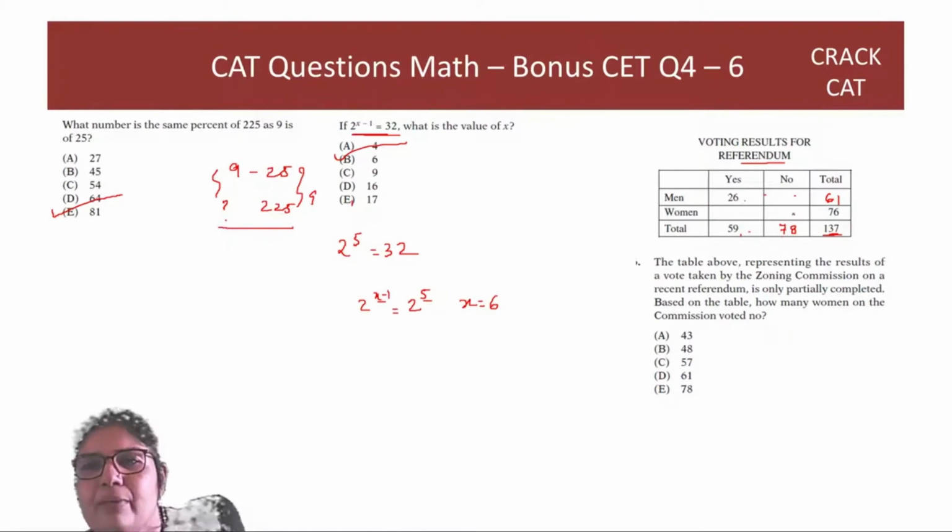And now we can fill up everything. 26 men, so there will be 35. 26 yes men, so 35 no men, so the sum will be 61, right? And this is going to be 43. Then only the total will be 78. And this number we can find with 76 or with 59 in place. Whatever be the answer, it is 33. So how many women on the commission voted no? So 43 voted no.